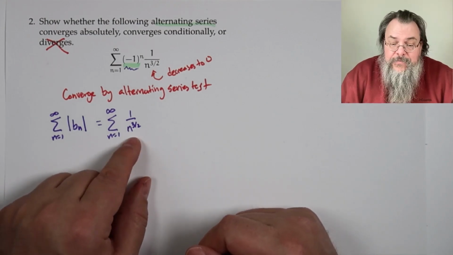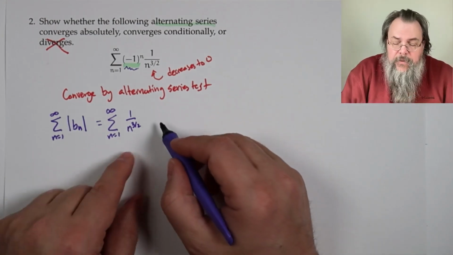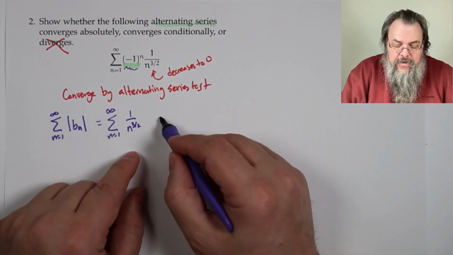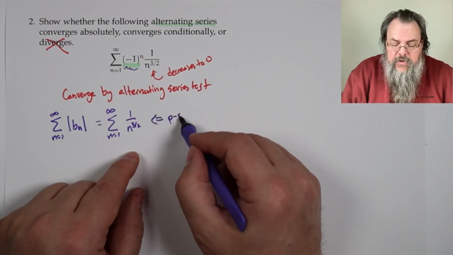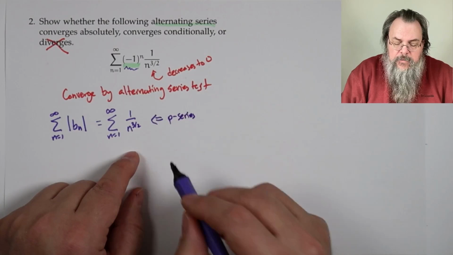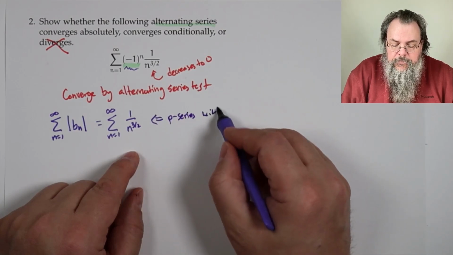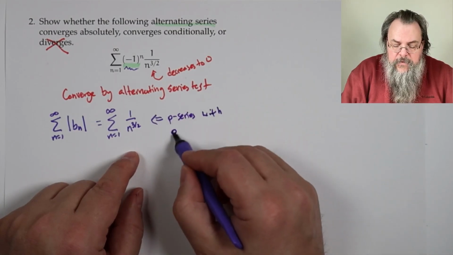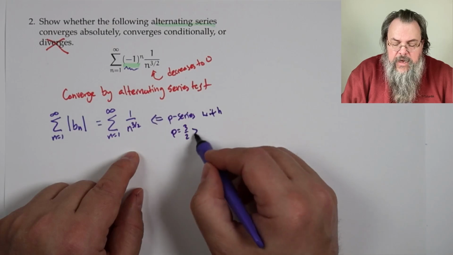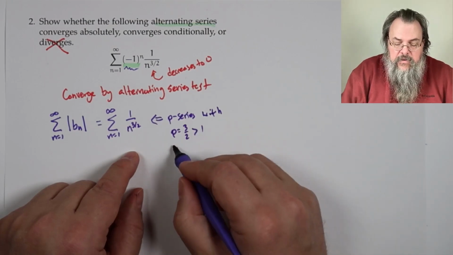Okay, so let's look at our sum. What do we have? Well, this is a p series, right? 1 over n to a power. And so we say, aha, this is a p series. And we even are more specific with our value for p is 3/2. Now, it turns out 3/2 is bigger than 1. And so this converges.